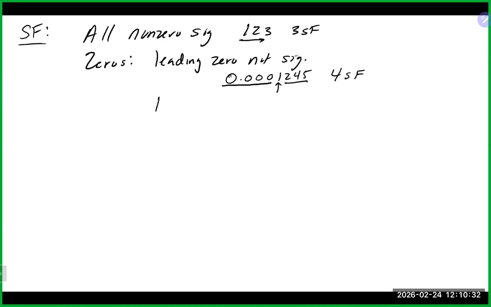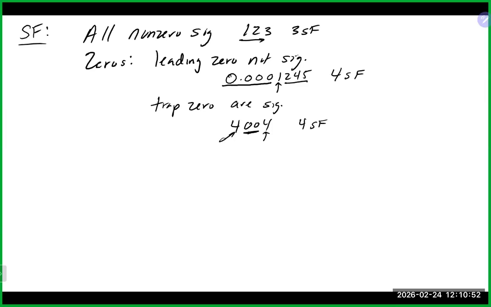They're sometimes referred to as trap zeros or captive zeros. Those are significant, and those are zeros that are between two non-zero numbers. So we would start counting our sig figs there. These zeros are traps, so they're significant. That's significant. That's 4 significant figures.